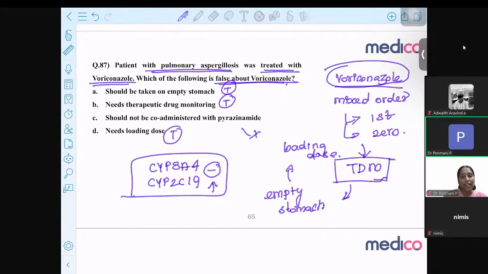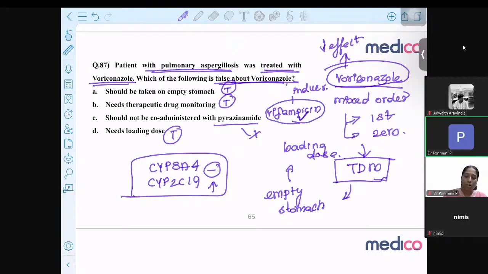Why are they giving this? Because if they had said it should not be co-administered with rifampicin, then this option becomes right. Why? Rifampicin is an enzyme inducer. It is going to induce the metabolism of voriconazole, so the effect is going to get reduced. So this option becomes right if pyrazinamide is replaced with the tuberculous drug rifampicin. So the false option here is option C.